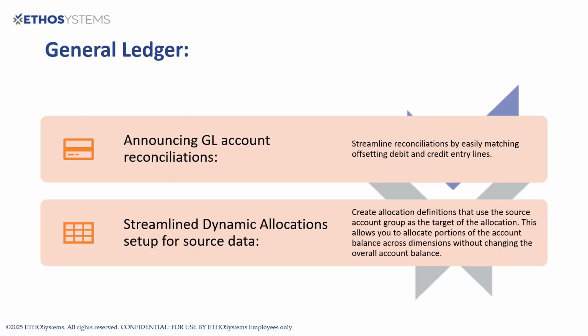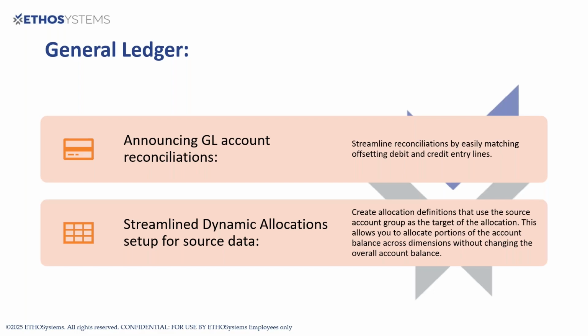General ledger, we've added some new account reconciliation options. So we've got now the ability to add a sequencer that will match up the debits and credits. You'll be able to see easily what the offsetting debit and credit entry lines are, so you don't have to dig through multiple lines. You can see exactly what's included as part of what.